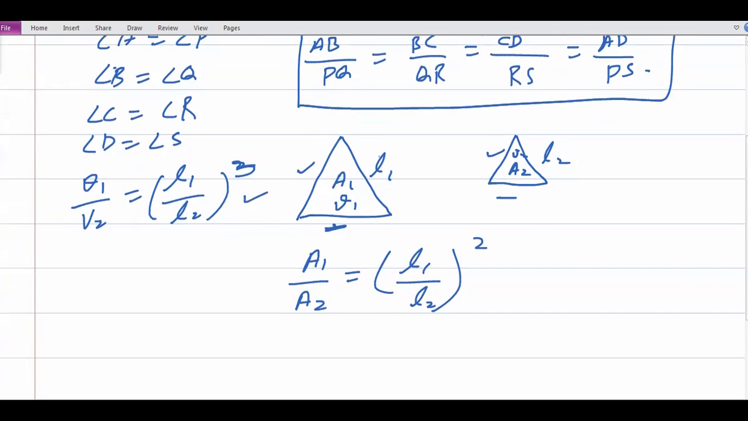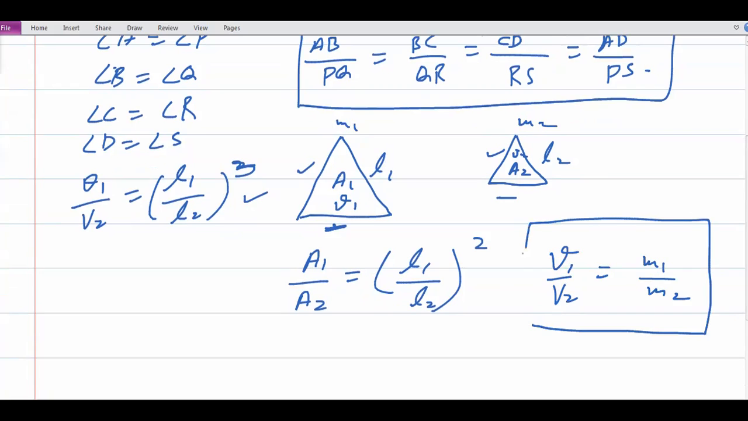Now, let's suppose another thing to keep in mind. Let's say the masses are M1 and M2. The ratio of the volumes is equal to the ratio of the masses. You also have to remember this, for similar shapes.